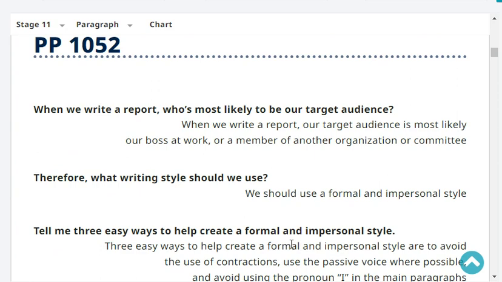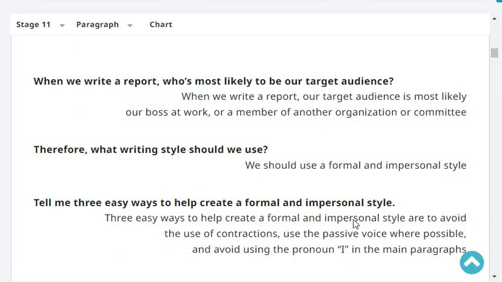When we write a report, who's most likely to be our target audience? When we write a report, our target audience is most likely our boss at work or a member of another organization or committee.